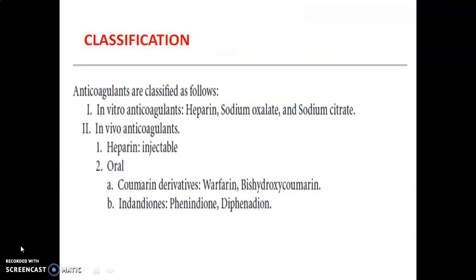Now we will see the classification of anticoagulants. Anticoagulants are divided into two parts. First is the in vitro anticoagulant and another is the in vivo anticoagulant. In vitro anticoagulant examples are heparin, sodium oxalate, sodium citrate, etc. And in vivo anticoagulants, two types are there, injectable and oral. So in injectable, heparin is there, and in the oral, coumarin derivatives such as warfarin are there and indandione derivatives are there.